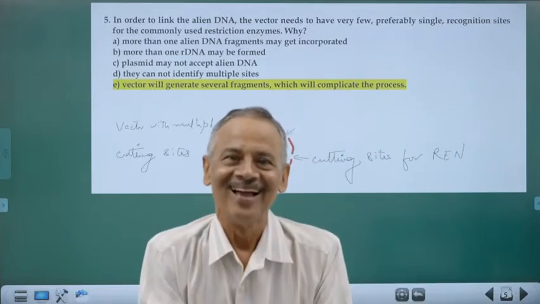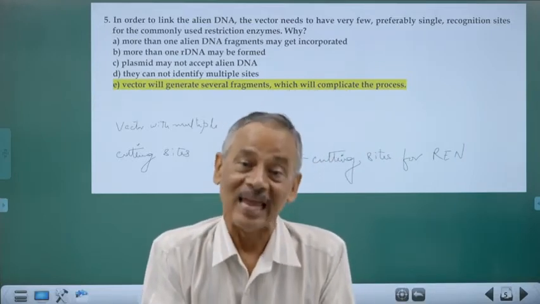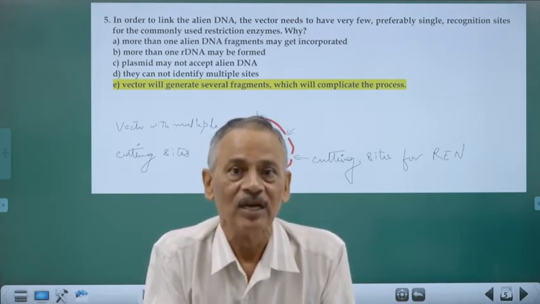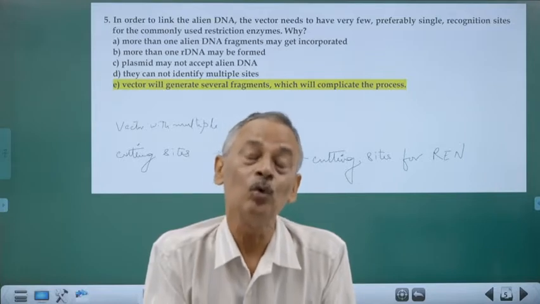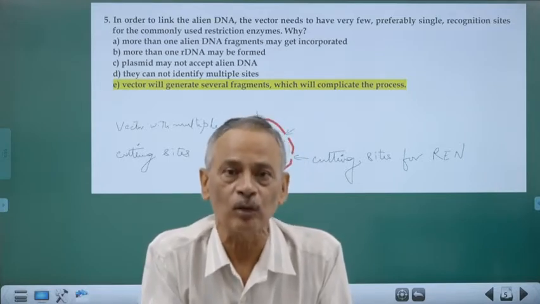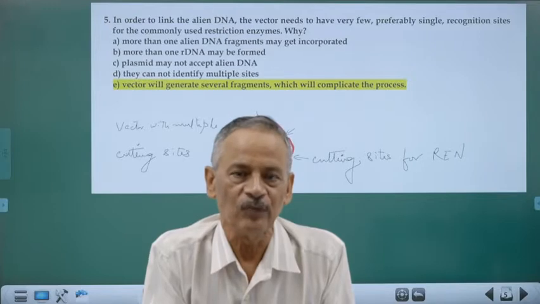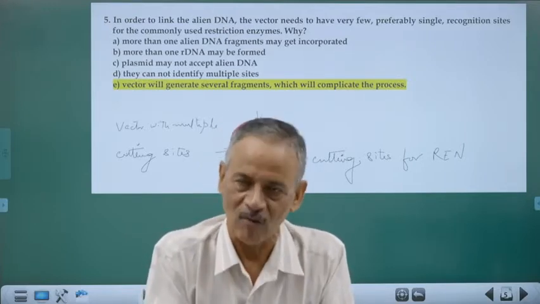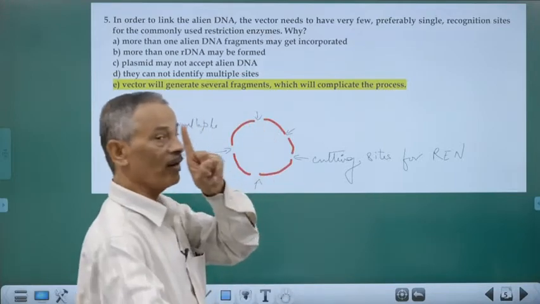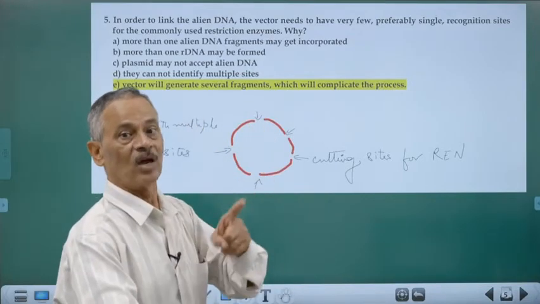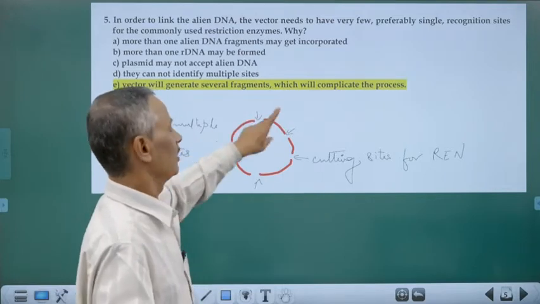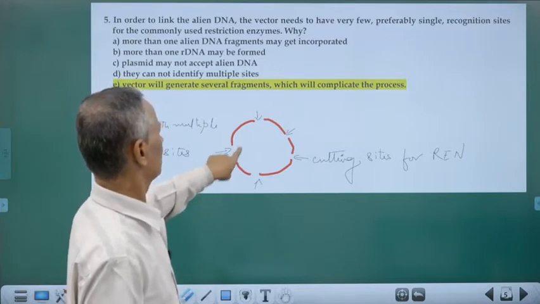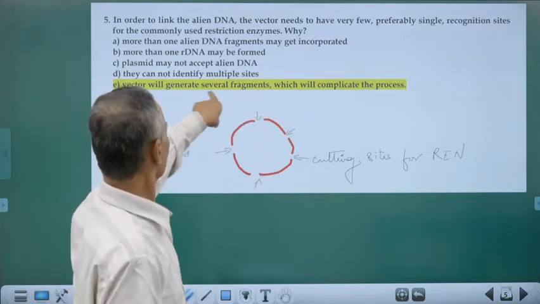It is more likely that we may have some mistakes, okay, because the vector is cut into so many fragments. We don't want to complicate the process. If it is cut into so many pieces, the entire process will be complicated. So to avoid that, we need only one restriction cutting site for a particular enzyme in the vector. Okay. So a vector with multiple cutting sites will complicate the entire process.